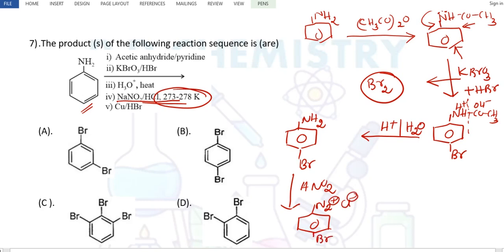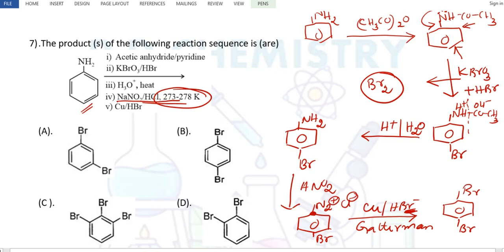Now you have studied the reactions of the benzene diazonium chlorides. Now you have to make use of copper and HBr. This is known as the Gattermann reaction. In the Gattermann reaction, what happens? Br minus will be attached to the carbon atom of the benzene, and N2 will go out. So finally, we are going to get the dibromo compound. Bromine atoms are para to each other.